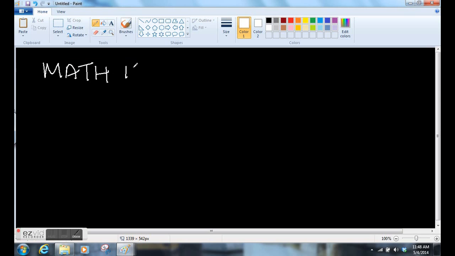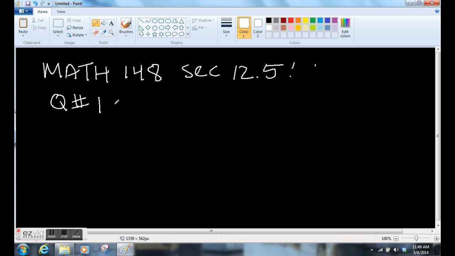Hi there, this is Math 148, still on section 12.5. More differential equations, more diffie-q. Yes, you could do this for a whole semester, but we're not going to. Okay, this is question number 15, and the question looks like this.